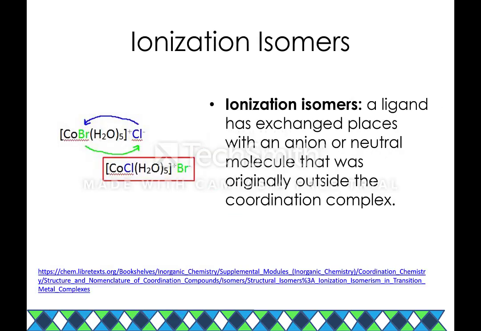We can also have ionization isomers, and we've talked a lot about the difference between a negatively charged species if it's a ligand or a counter ion. If you have an exchange between a ligand and a counter ion, then these are called ionization isomers. Here you can see this bromo ligand has swapped places with this chloride counter ion to become a chloro ligand and a bromide counter ion. Essentially a ligand exchanged places with an anion or a neutral molecule that was originally outside the coordination complex.